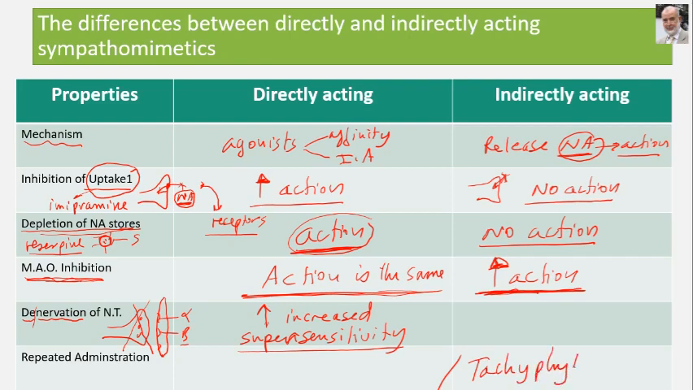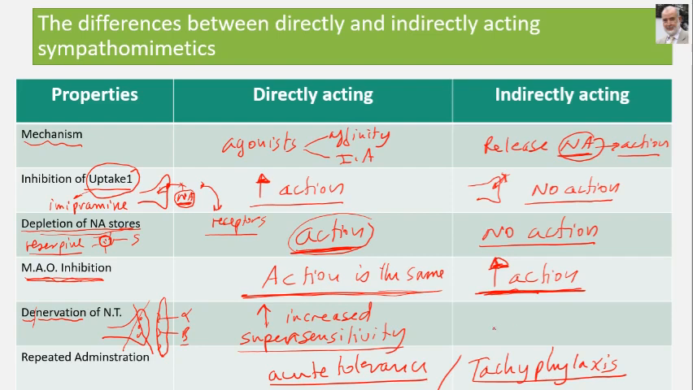Tachyphylaxis, or acute tolerance. So what will happen with the indirectly acting drugs? Their action will start to decrease till we reach a point where they produce no action. This is known as tachyphylaxis.